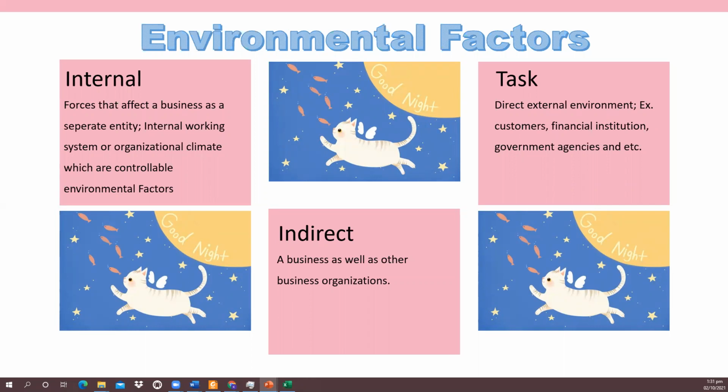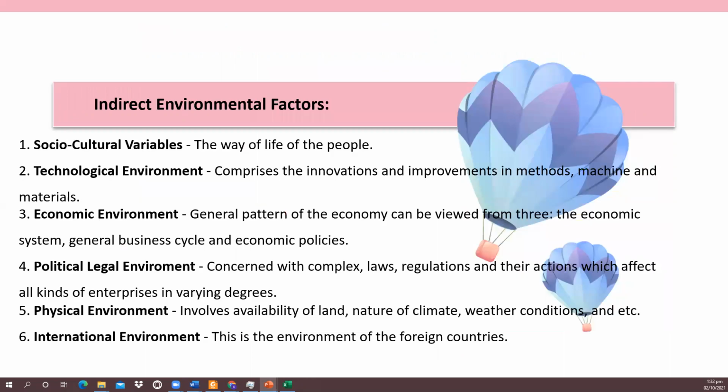Next, yung tinatawag naman na indirect, a business as well as other business organizations. So kung wala sa internal and task, pwede siyang mabilang sa indirect. So ano-ano nga ba yung mga indirect environmental factors? This includes the socio-cultural variables. So I think this one is also uncontrollable factors, no? First, yung socio-cultural variables, the way of life of the people. So we cannot control, no, kung ano bang way na gusto nilang mabuhay, and then yung mga behavior nila.